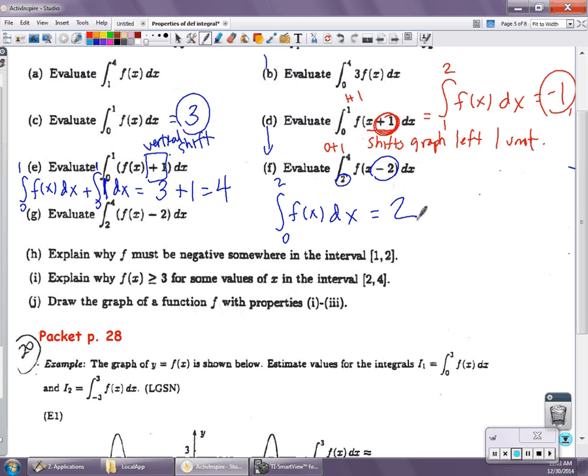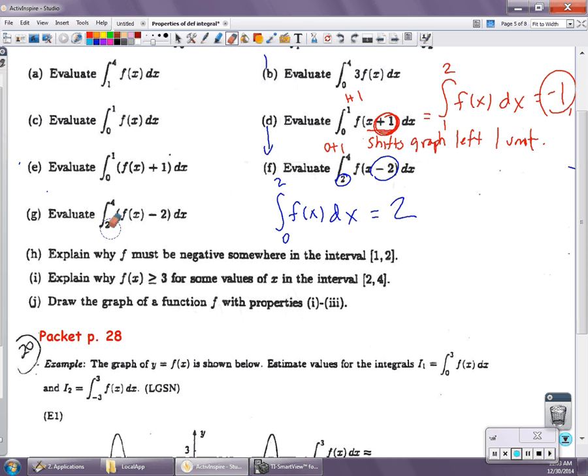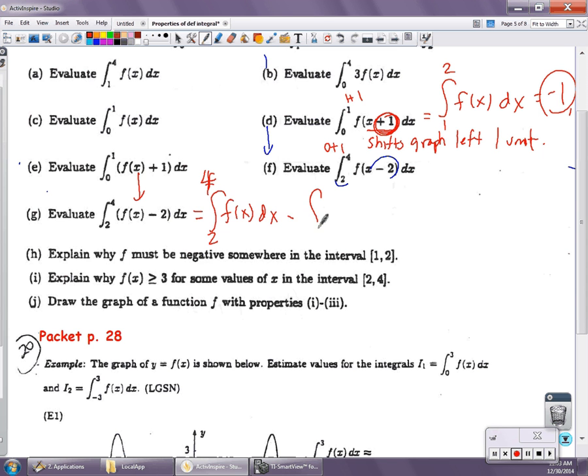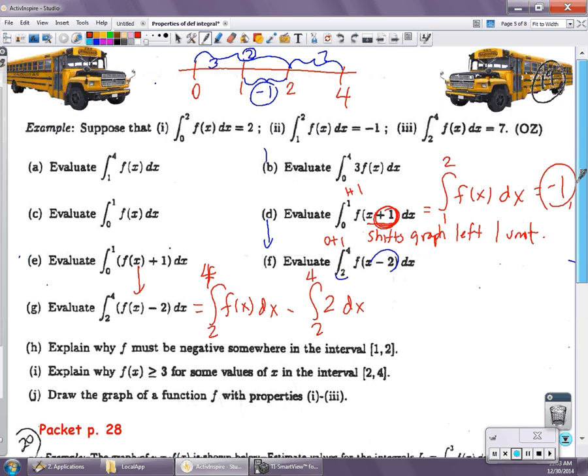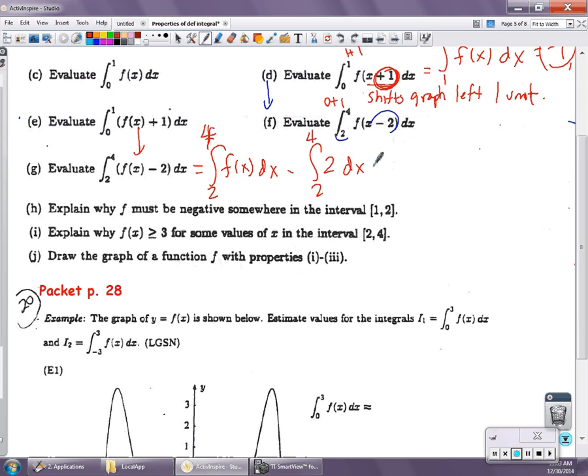All right, and then let's look at letter G. Let me clear some of this out of my way. Okay, that's all gone. So letter G, we have another vertical shift, which is like letter E. So this is going to be the area from 2 to 4 of f of x dx minus 2 to 4 of 2 dx. We know that the area from 2 to 4 is 7.